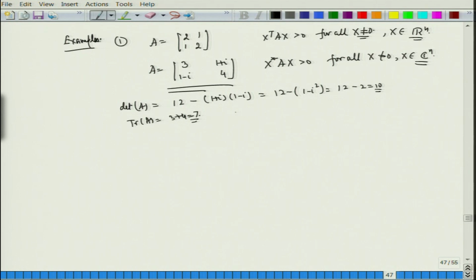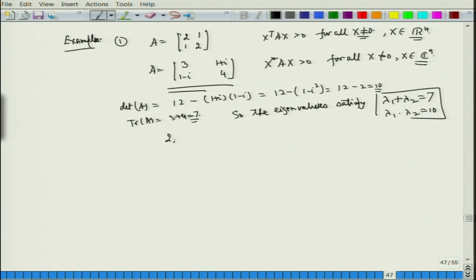So the eigenvalues of A satisfy lambda 1 plus lambda 2 is 7 and lambda 1 into lambda 2 is 10. So I can see that the solution for this is going to be 5 and 2. So 2 and 5 are the eigenvalues. So let us go back and try to understand. I had A here, A was u d u star, fine.